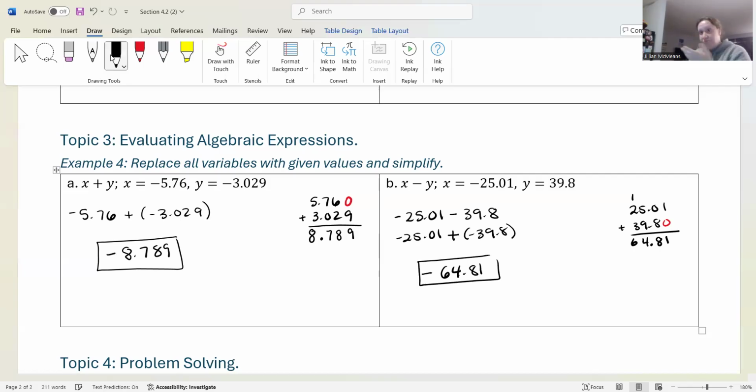Okay, so nothing different here. We're evaluating algebraic expressions. We've done it several times. Now we're just dealing with addition and subtraction of decimals.